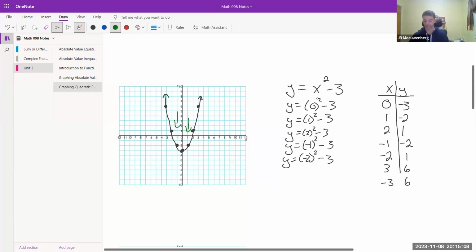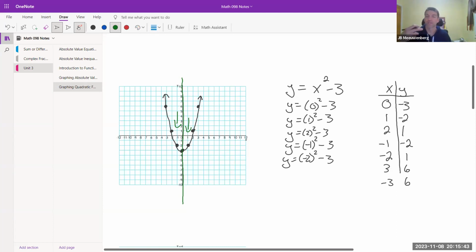All right. So these are parabolas that are centered on the y-axis, right? They are centered right here. They reflect over that y-axis. You have the same y values on the right side as you do on the left side. However, not every parabola is like that. We'll talk about that in another video.